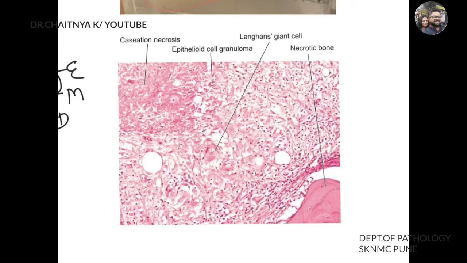another slide of tuberculosis. But in case of the microscopy, as we all know, tuberculosis has caseous necrosis, there are epithelioid cells, which are slipper shaped. Then the Langhans type of giant cells can be seen, which are multinucleated, and the necrotic bone. So these are the features of tubercular osteomyelitis under the microscopy. So thank you.